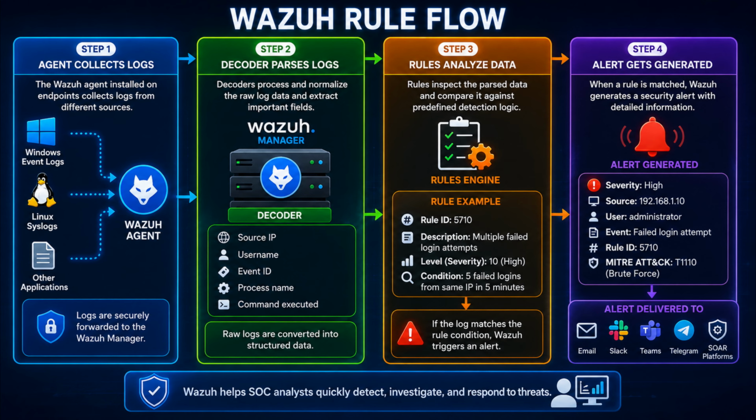Step 4. Alert gets generated. When a rule is matched, Wazuh generates a security alert with detailed information including alert severity, source system, event details, matched rule, MITRE ATT&CK mapping if configured. The alert is then displayed in the Wazuh dashboard and can also be sent through email notifications, Slack, Microsoft Teams, Telegram, SOAR platforms. This helps SOC analysts quickly investigate and respond to threats.